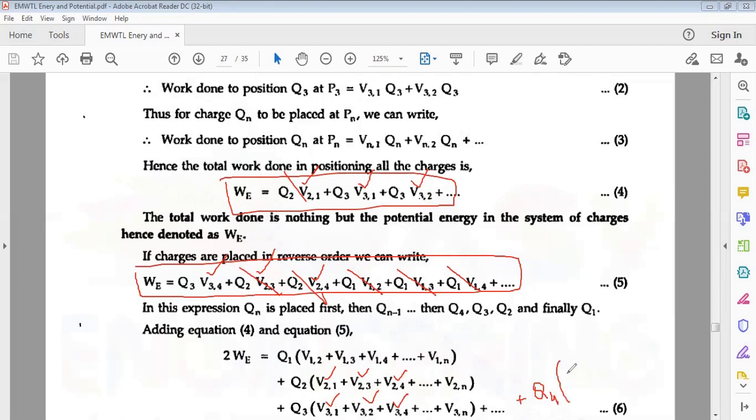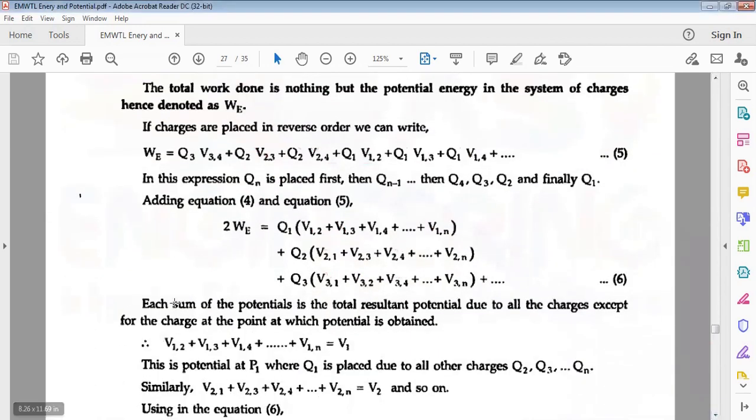What is the potential? The potential we get here is V41 plus V42 plus V43, and so on, up to V4N. What matters, friends? So you can add the two equations from the forward order and the reverse order, with charges placed in empty space. 2WE is equal to Q1 with the total potential, Q2 with the total potential, and Q3 with the total potential. Each sum of the potentials is a total resultant potential due to all the charges except the charge at the point at which the potential is applied.